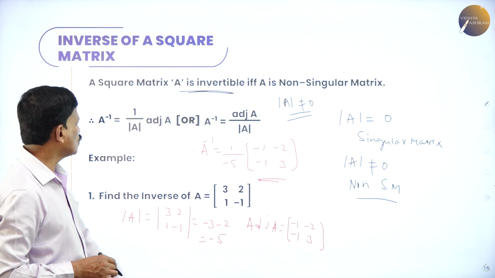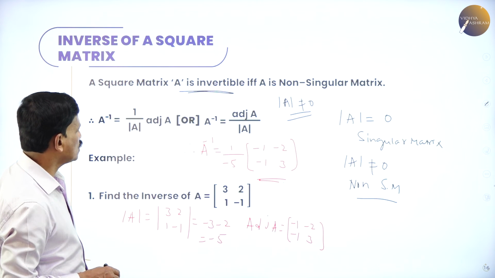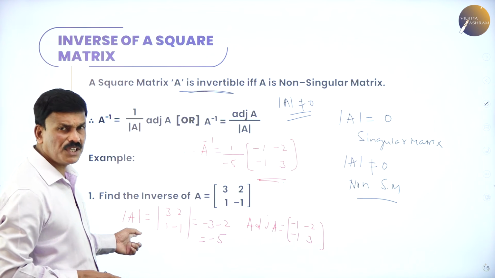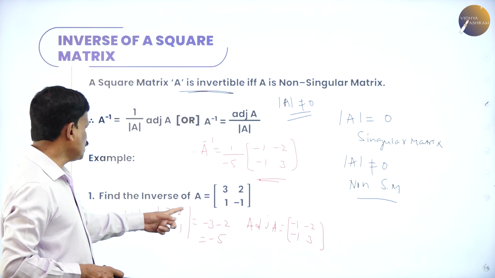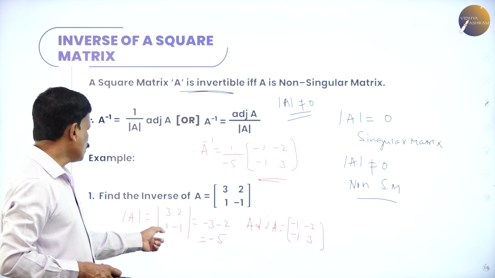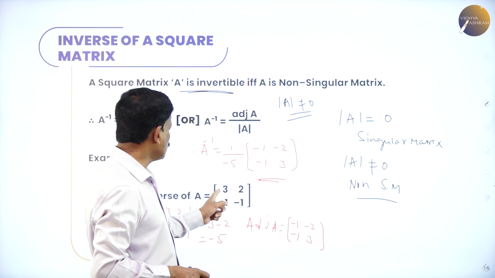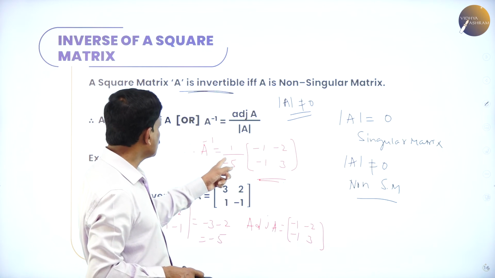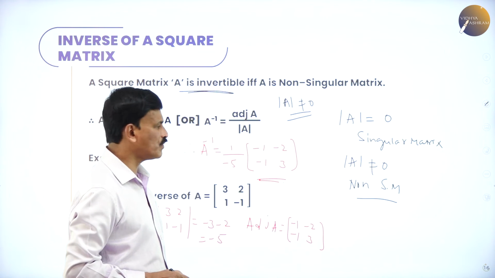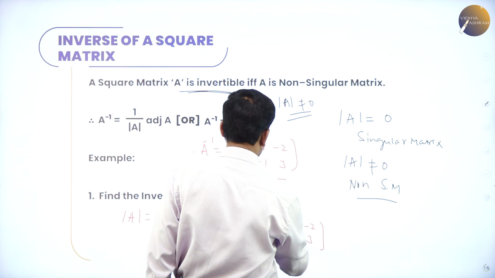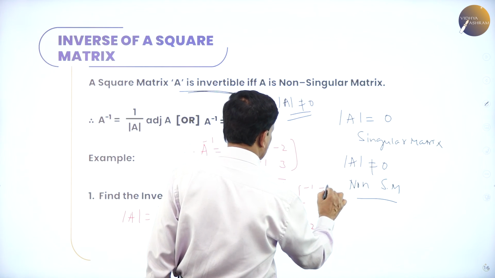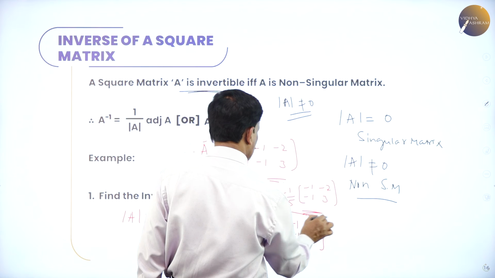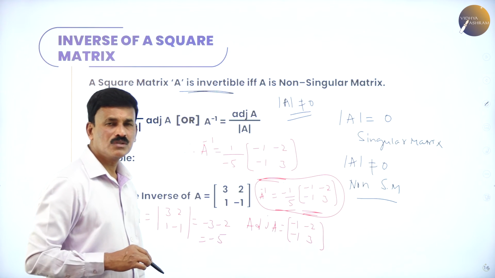So, A inverse is equal to minus 1 over 5 into [-1, -2; -1, 3], which is the inverse for the given matrix. That is it. Just find out the determinant of A: 3 ones are 3, minus 2, that is minus 5. Adjoint of A is nothing but interchanging the diagonal elements, minus 3 and plus 1, and changing the signs of the others, minus 2 and minus 1. Substitute here. So, A inverse is equal to minus 1 over 5 times [-1, -2; -1, 3]. This is the inverse of the given matrix. That is it for 2 marks.